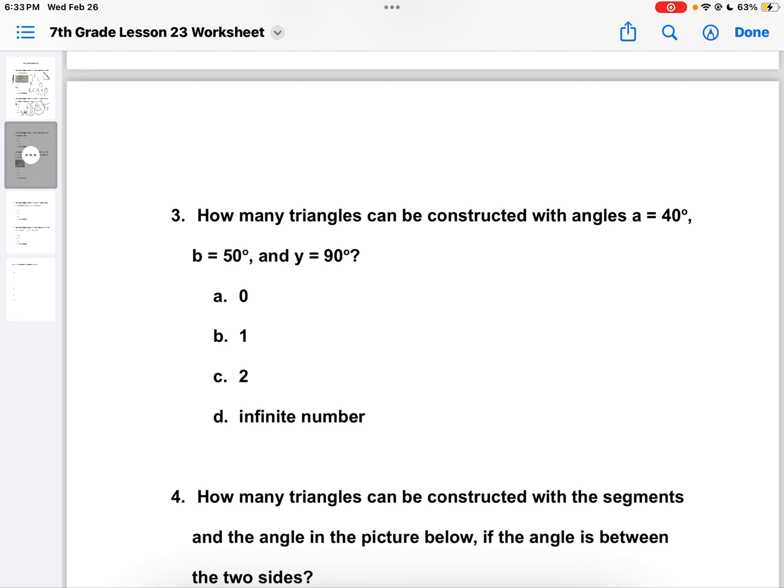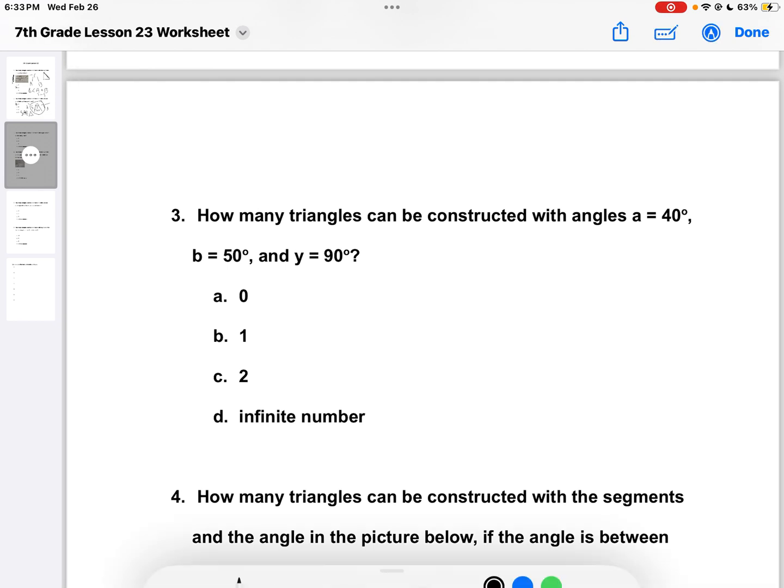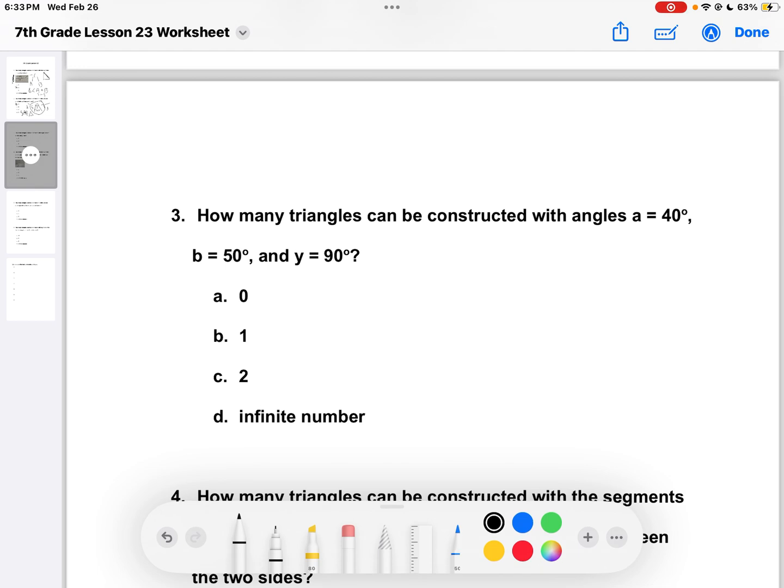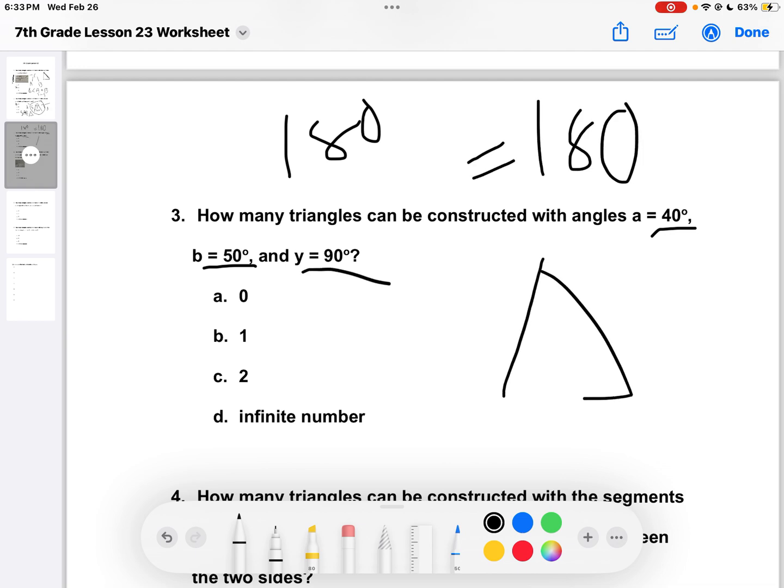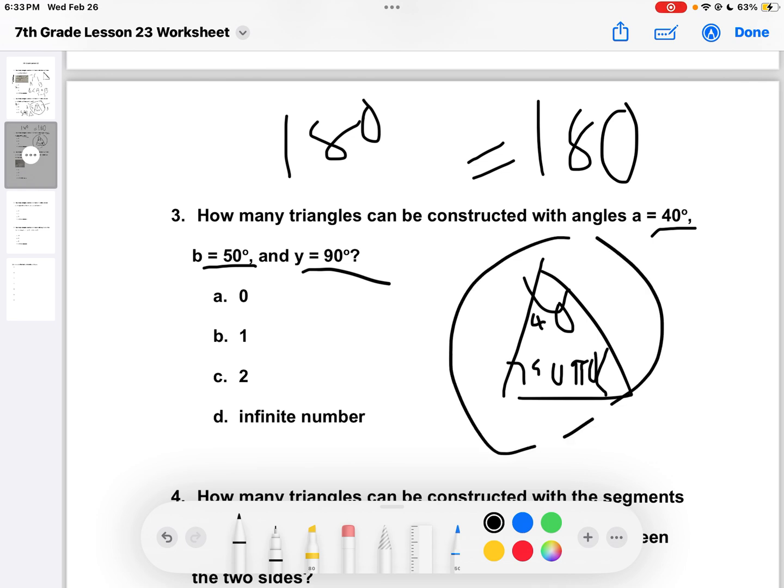Alright, number 3. How many triangles can be constructed with angles A equals 40, B equals 50, and Y equals 90? Another rule of constructing a triangle: all the angles, the 3 angles, need to add up to 180. So in this case, 40 plus 50 plus 90 equals 180. So that means this is a triangle. And if all the angles are the same, that means the shape of the triangle will always remain the same.